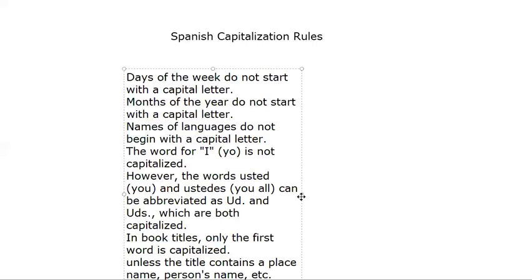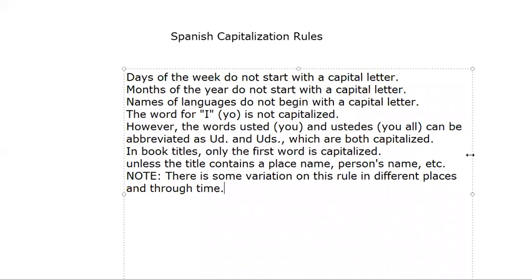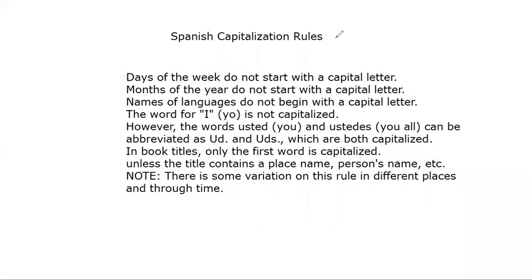Now let's take a look then at the differences. There are several differences. Some of them might strike you as a little bit unusual at first, but you'll get used to them. So here we can see some differences, and we'll just kind of take a look at these one at a time. Days of the week do not start with a capital letter in Spanish. So for instance, the word for Sunday is domingo, D-O-M-I-N-G-O, but it does not start with a capital letter. That takes a little bit of getting used to. By the same token, months of the year don't start with a capital letter either. So January, for instance, is enero, no capital letter there.